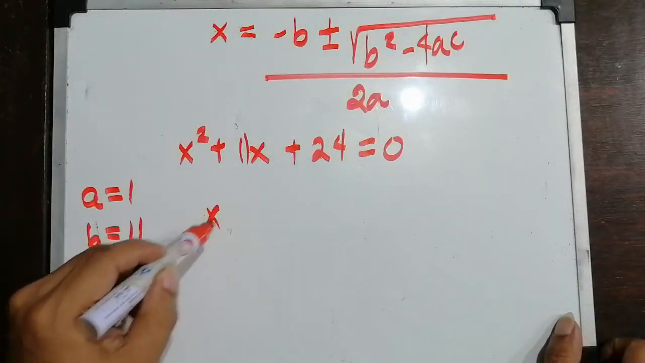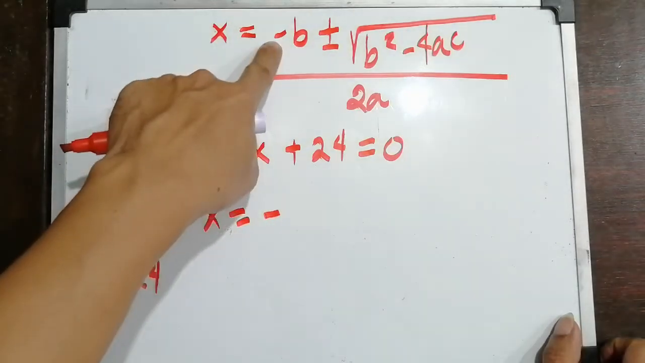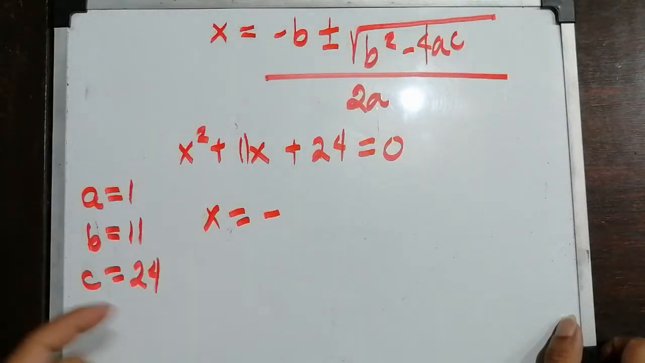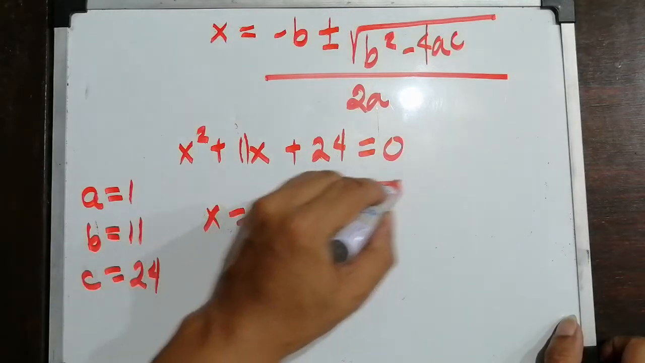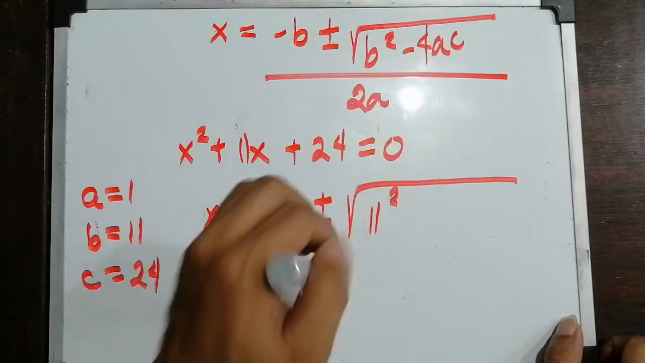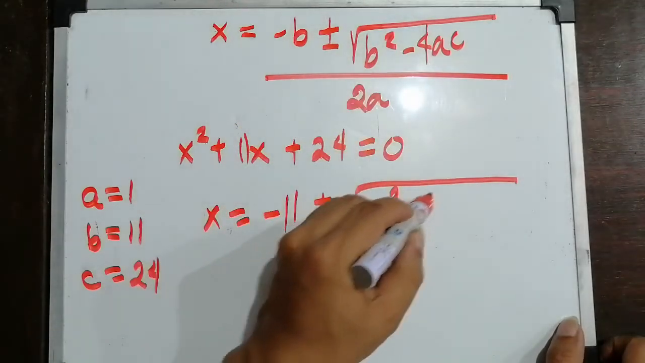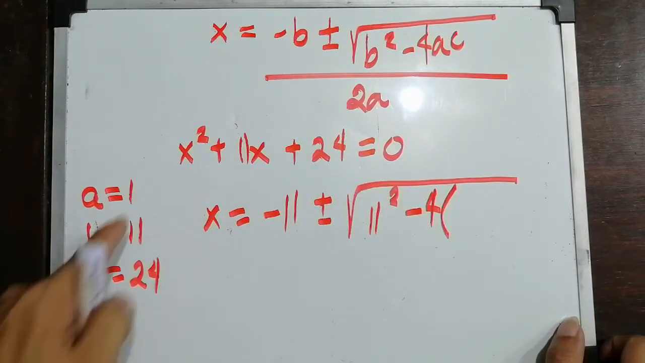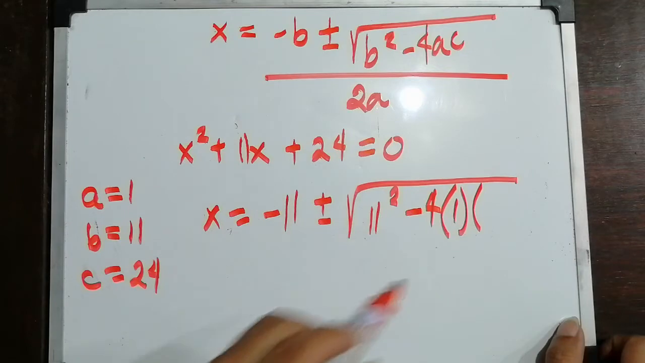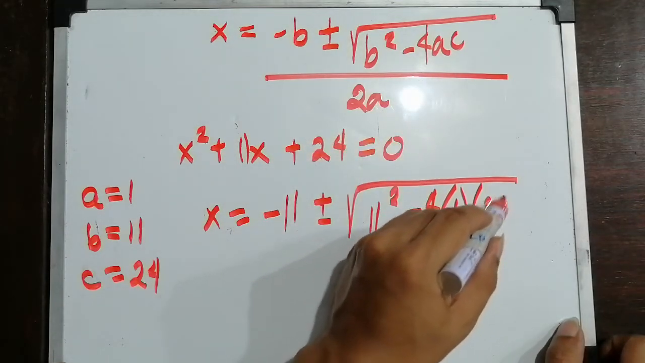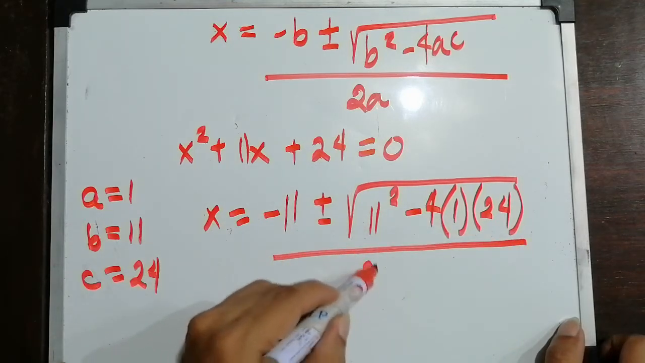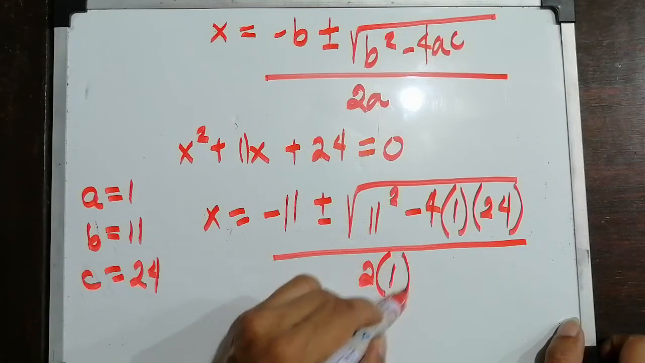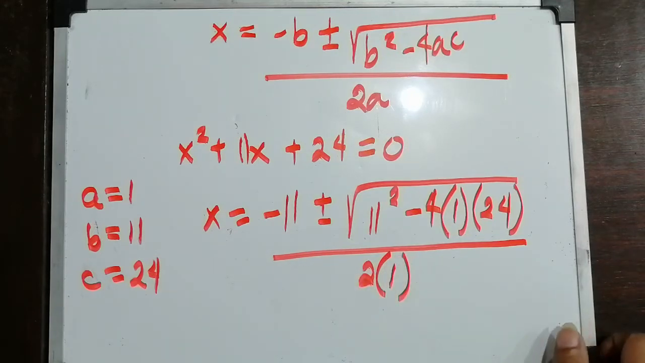So, x is equal to, yung negative, lagi nandyan yan. Huwag yung tatanggalin yan. Negative, b is 11. Plus or minus square root of 11 square. Ayun, si b square. Minus 4. 4 is constant. a is 1. c is 24. Over 2 is constant times a is 1. Okay? So, yan.